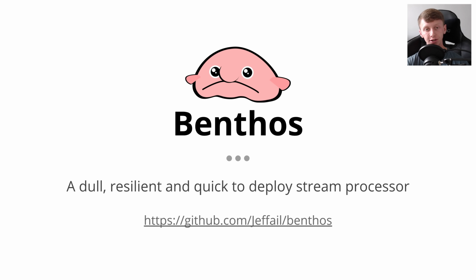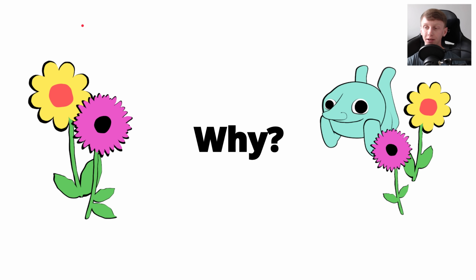Hey, this is Ash. I'm going to be talking about Benthos, which is a dull, resilient, and quick to deploy stream processor. If that doesn't tell you enough, well, you're in luck because I'm about to explain exactly what it is and what it's useful for. And I've also got some interesting examples of how Meltwater currently uses this in prod to treat you with if you make it to the end.